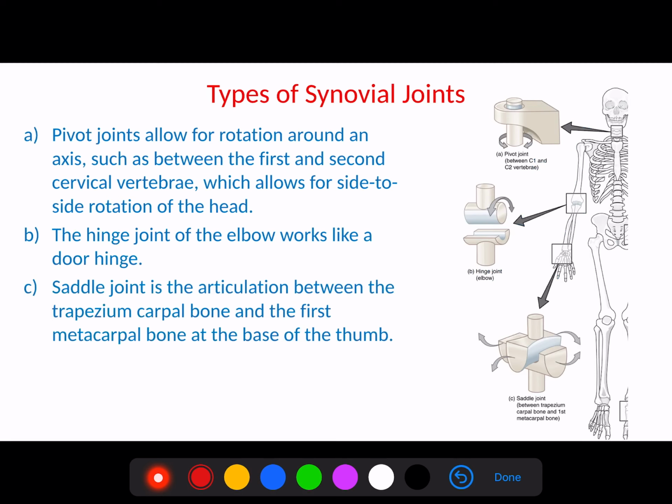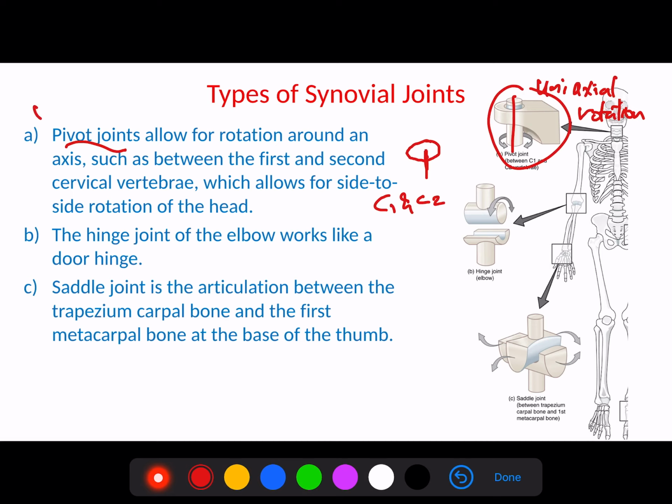So the pivot joint, these are like this. There is an axis surrounded by a sleeve, and the rotation will be around this axis, like the one, for example, between C1 and C2, the first and the second cervical vertebra. So this would allow side to side rotation of the head. So this is uniaxial rotation. It is rotating around one axis. So this is number one.